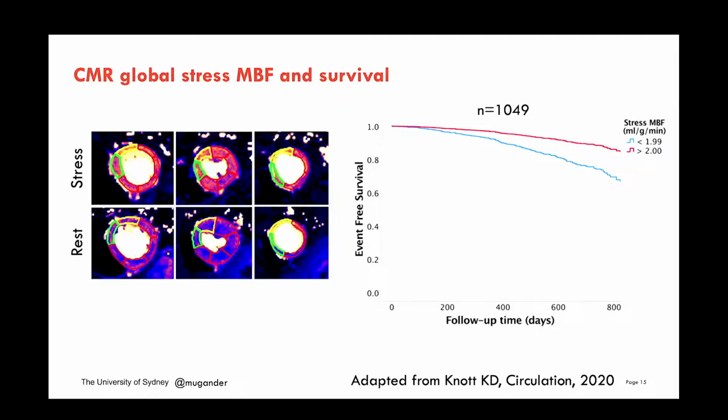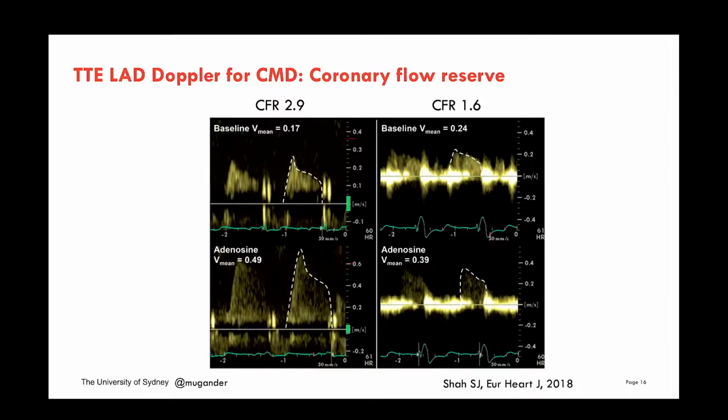Then we have some Doppler and echo methods you may or may not be familiar with. We can do transthoracic echo, LAD Doppler, for identifying coronary microvascular dysfunction. Now, given you're only going to be measuring in the LAD, and you're measuring the Doppler profile at baseline and during adenosine stress, you can take the ratio of the stress to rest and get a coronary flow reserve of 2.9 in health, greater than 2, or in this case, going from 0.24 to 0.39, a ratio of 1.6 for the VTI envelope of the diastolic flow in the coronaries, and a less than 2 coronary flow reserve.